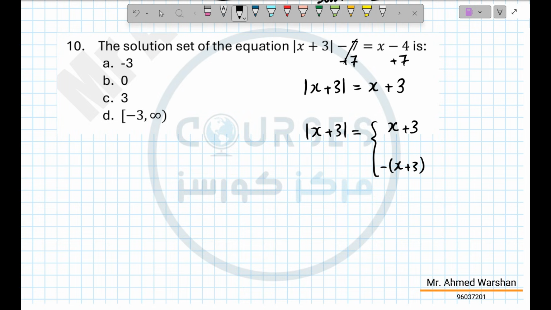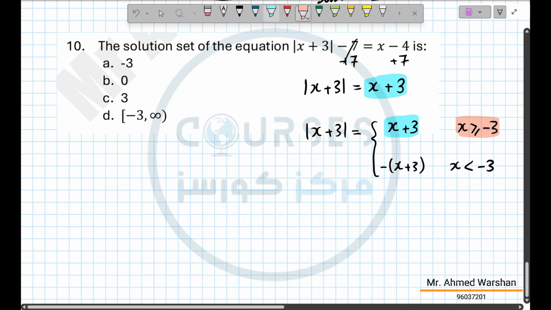The definition of absolute value of x plus 3 equals, it's either positive x plus 3 or negative x plus 3. When does the first one occur? It occurs when x is greater than or equal to the opposite sign of this number, which is negative 3. And the other one occurs when x is less than negative 3. Which one do I have on the right side? I have this one. It means this is my answer.